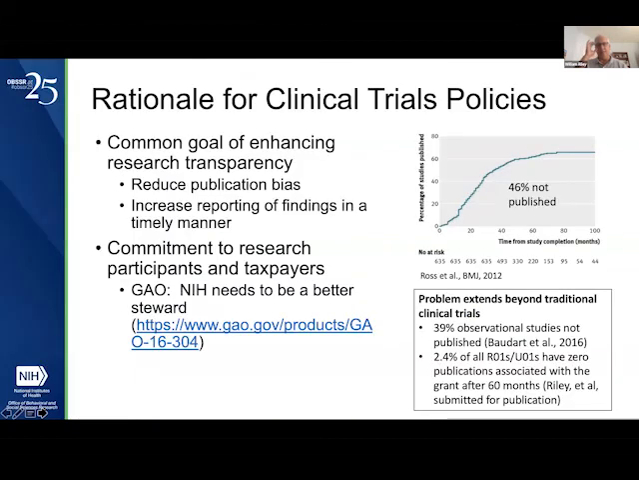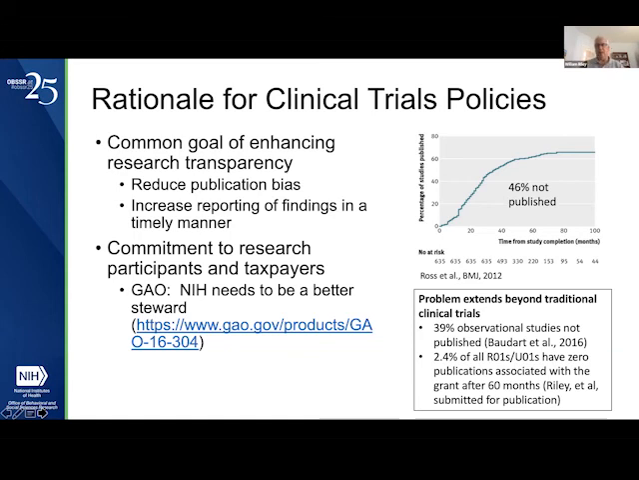Let me just, as a preface, as Andy said, the rationale for these policies, I think we all agree with, right? The common goal of enhancing research transparency, reducing publication bias, and increasing reporting of findings in a timely manner. Most of you know the research on the right. This is Ross and colleagues, but there have been many others to show that somewhere between a third and a half of the primary findings from clinical trials do not get published in a timely way.